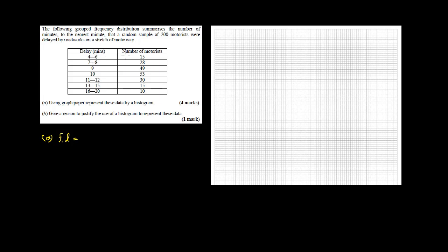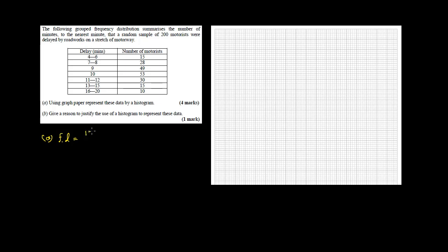In order to find the frequency density, the formula is frequency divided by class width. Class width is going to be the upper class boundary, which is 6.5, minus the lower boundary, which is 3.5. Instead of doing 6.5 minus 3.5, 8.5 minus 6.5, we can use a trick: 6 minus 4 plus 1. So 6 minus 4 is 2, plus 1, 3.